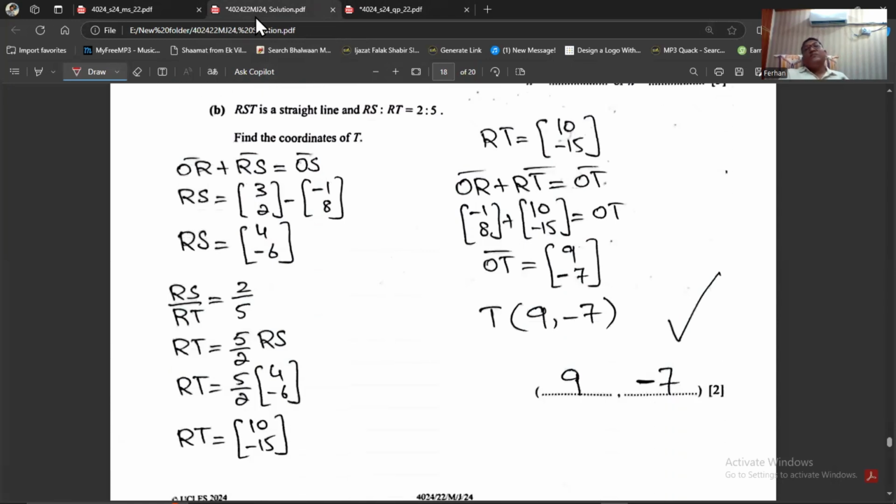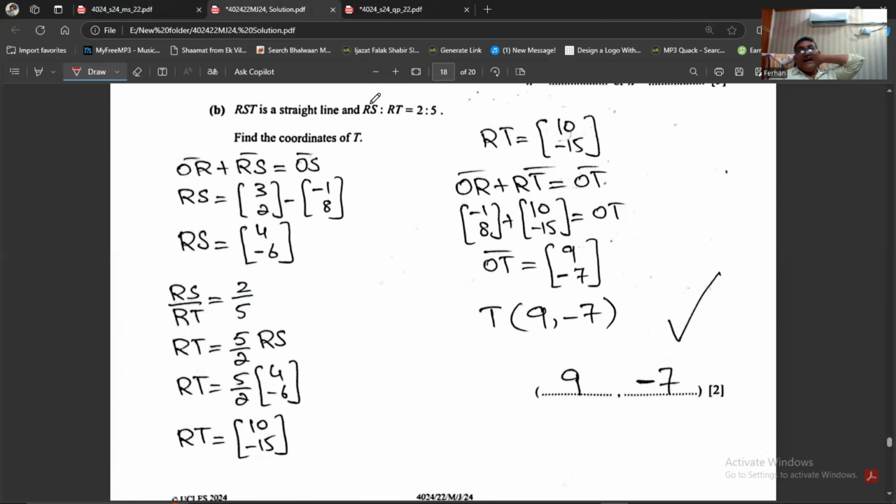So I'm going to use the position vector formula. The position vectors OR plus RS will be equal to OS. So RS will be OS minus OR, where OR is minus 1, 8, and OS is 3, 2, the position vectors of S and R. So it will be (3, 2) minus (minus 1, 8). 3 plus 1 is 4, 2 minus 8 is minus 6. So the RS will be this.